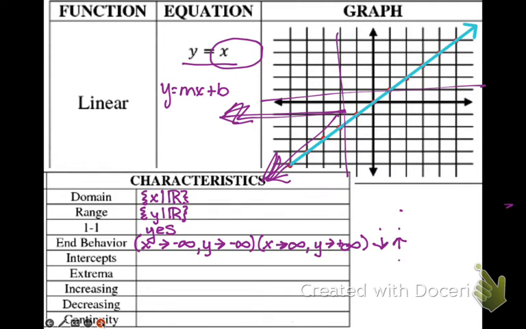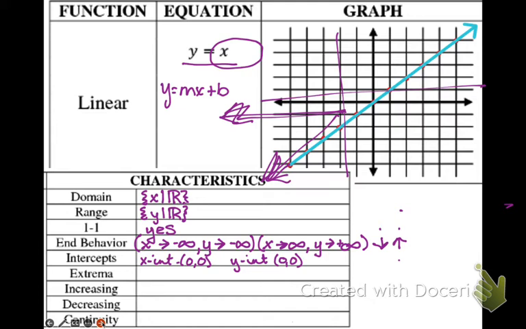Intercepts. What are the x and y intercepts? 0, 0. Okay, so the x-intercept is 0, 0, and the y-intercept is also 0, 0. And we discussed this yesterday. If the x-intercept is 0, 0, the y-intercept has to be too, correct?